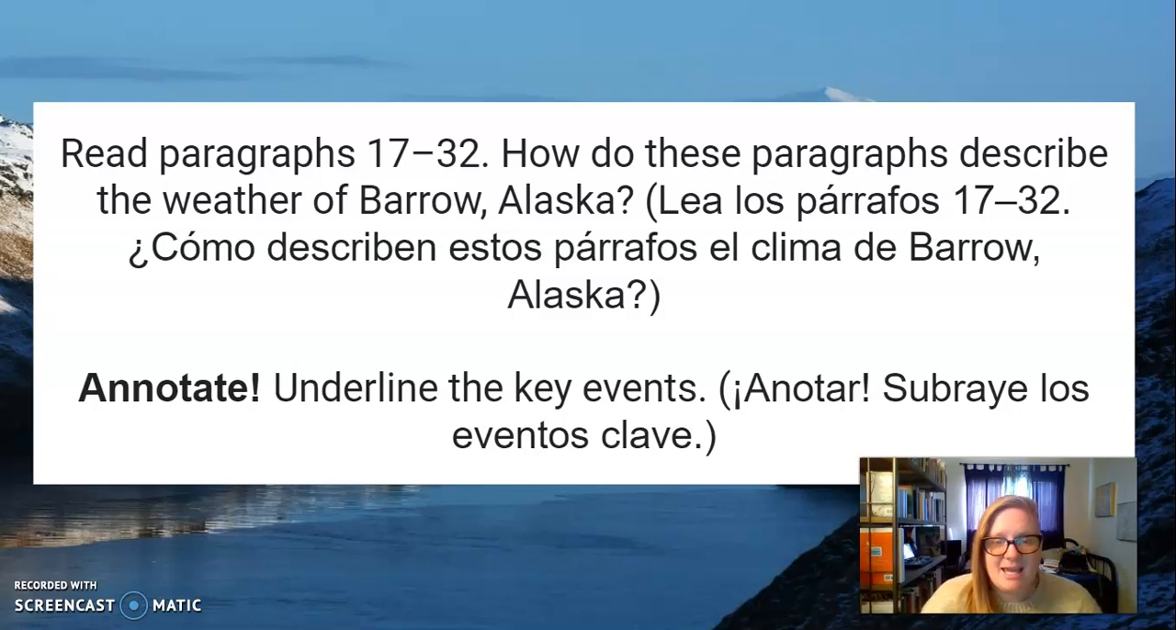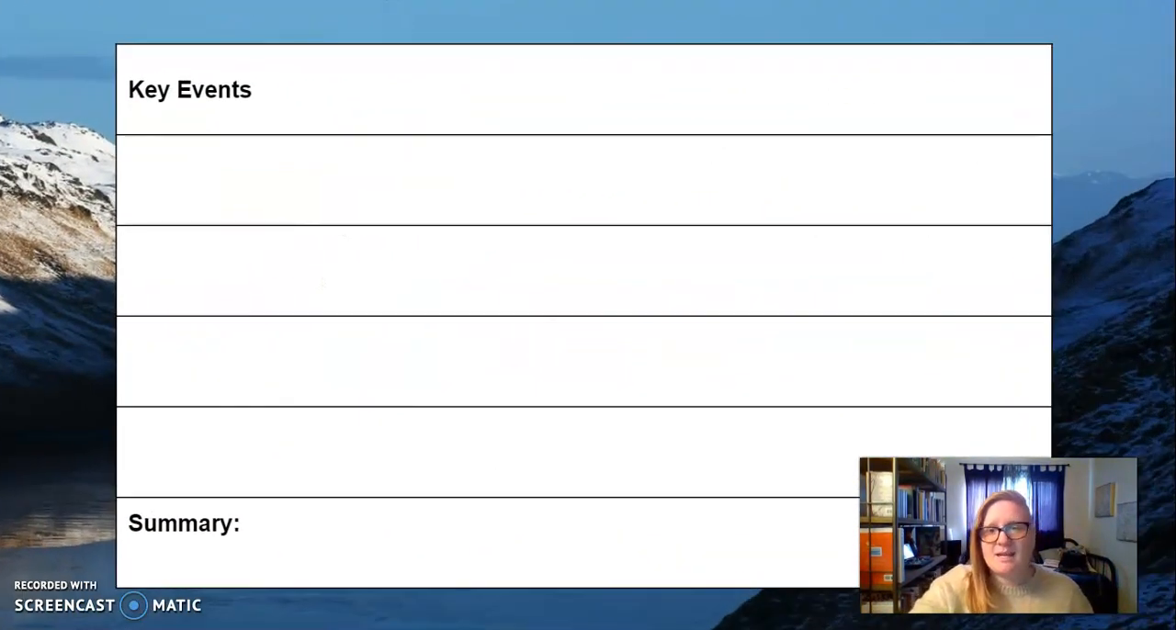And then annotate by underlining the key events. Remember that the key events are events that are happening to the character when they meet somebody new, when they go to a different place, or other things that are triggering maybe an emotional reaction. Those are all key events. And here's your key events chart. I do want a summary of this part of the text.